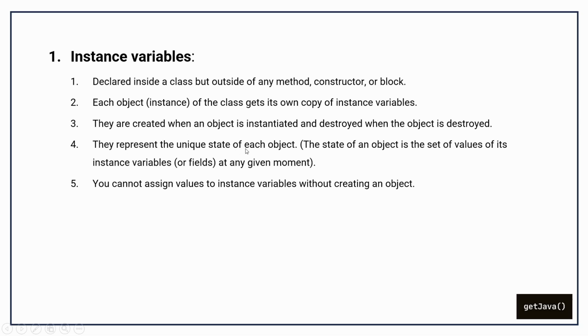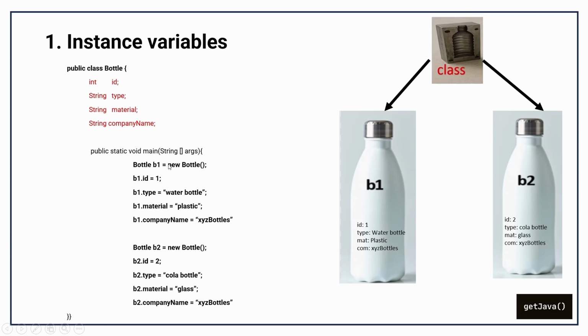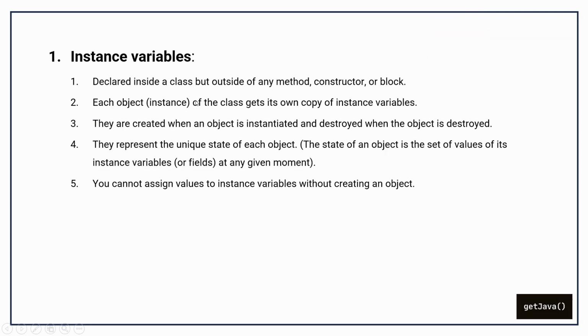They represent the unique state of each object. The state of an object is the set of values of its instance variables at any given moment. So it represents a unique state. If we consider this object B1, it has ID equal to 1, type equal to water bottle, material plastic, company name XYZ bottles. So these values are nothing but what is called the state of this object. If I change the value from 1 to 2, then the state will change. So each object has its unique state. That is what it mentions here. So state is nothing but the current values it is holding.